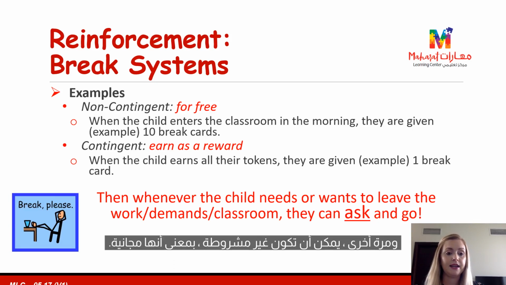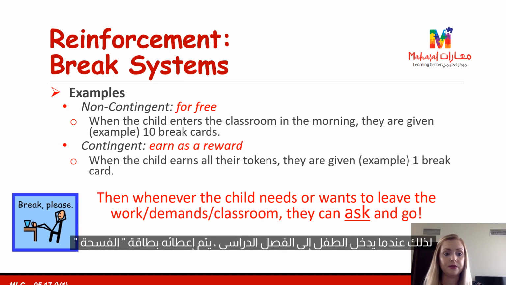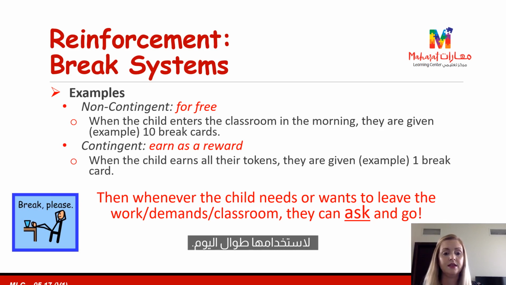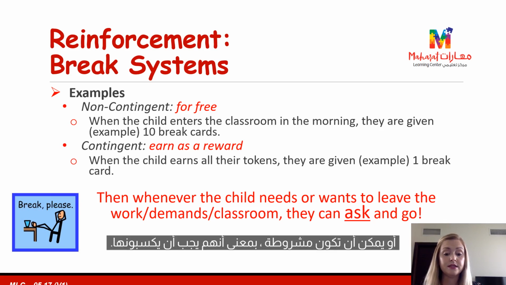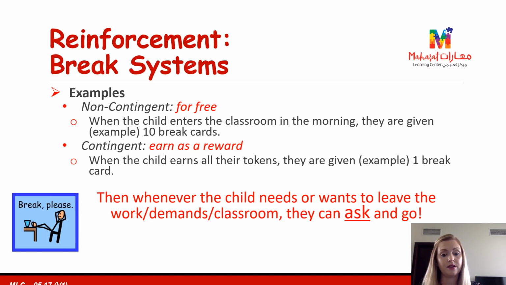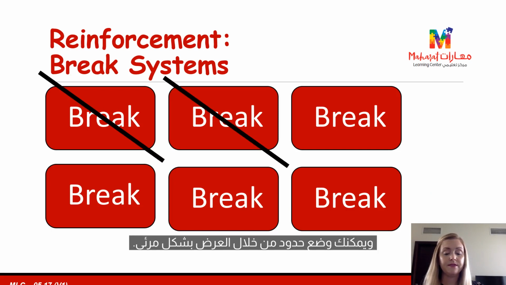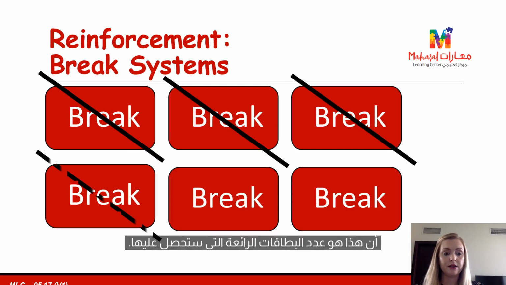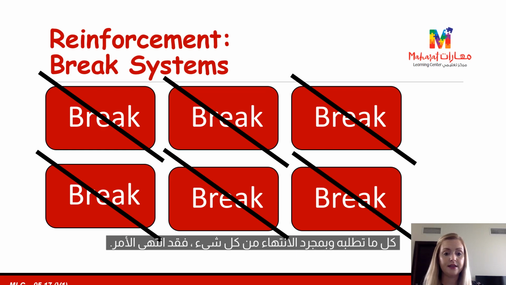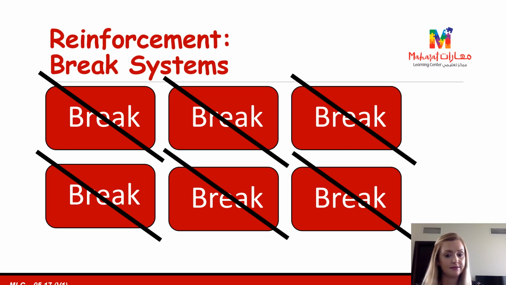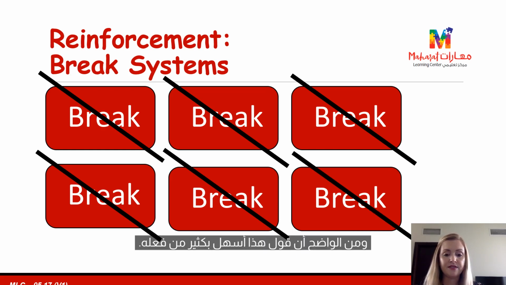And again, it can be non-contingent, meaning it's for free. So when the child enters the classroom, they're given 10 break cards to use throughout the day, or it can be contingent, meaning they earn it. So when the child earns all their tokens, they're given 1 break card. And you would set limits by visually showing them this is how many break cards you get, say whenever you ask, and once they're all done, they're done. And obviously, it's much easier said than done.